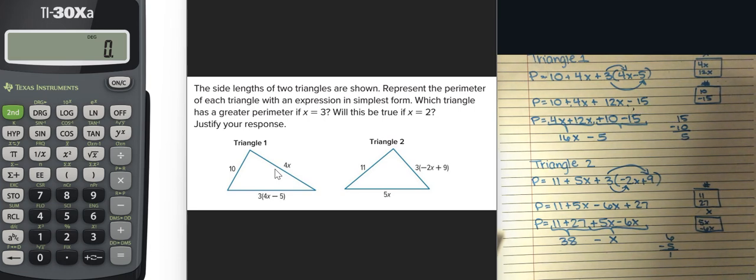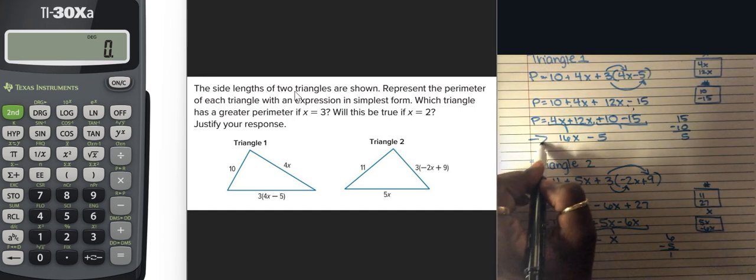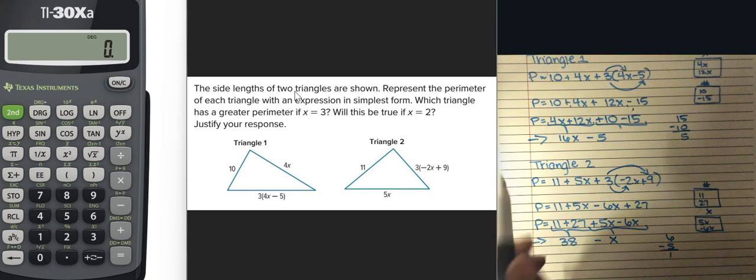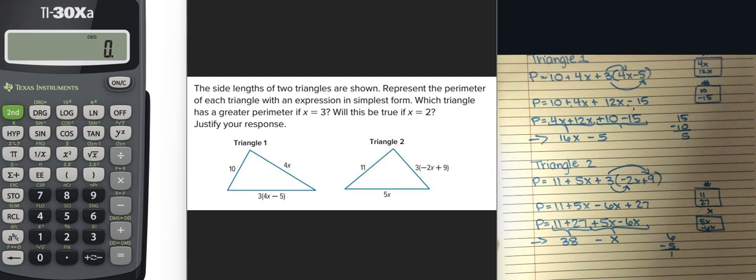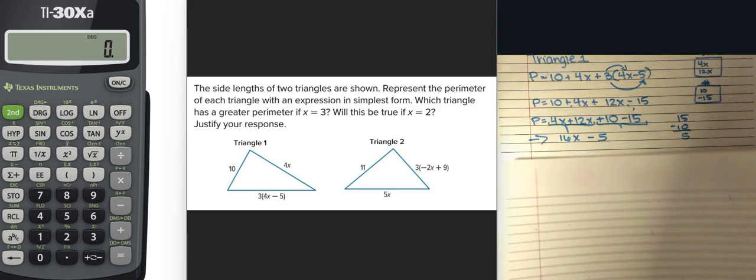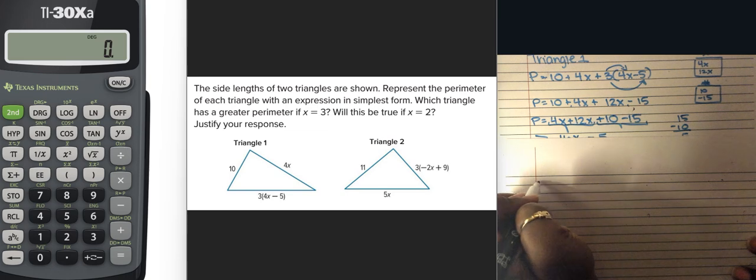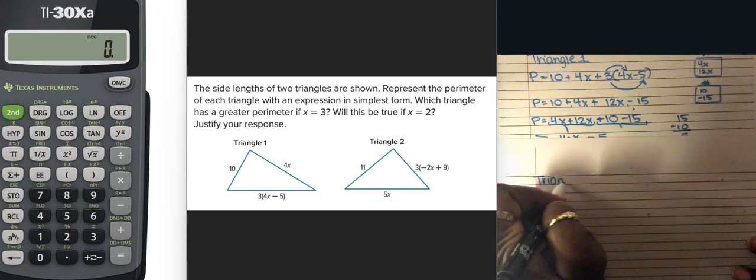All right, so let's look and see now. We've figured out the simplified forms of the expressions of triangle 1 and triangle 2. Now we want to figure out which one is going to have a greater perimeter if x is equal to 3 and if x is equal to 2. To figure that out, let's get one more sheet of paper. So what we're going to do is talk about triangle 1 and triangle 2.